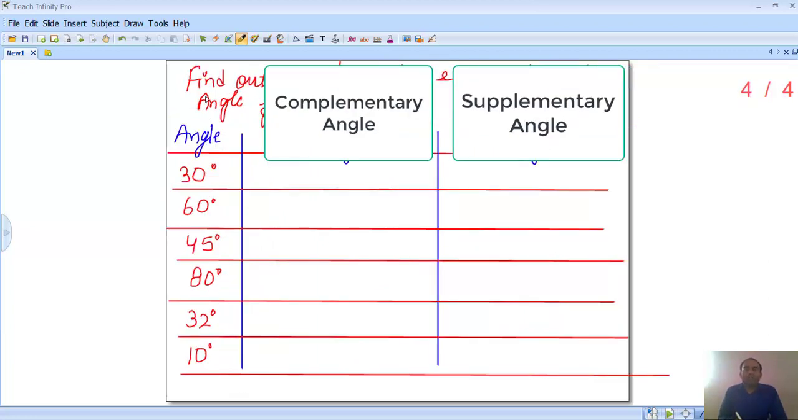Now, what is the question? Find out the complementary and supplementary angle for a given angle. These are the given angles, and you have to find the complementary angle and the supplementary angle for a given angle, and that is 30 degrees. So for the complementary angle, what is the sum? 90. So you have to subtract the given angle from 90. What is the sum for a supplementary angle? That is 180 degrees. So you have to subtract 180 minus 30, and you will have the supplementary angle. So do it.